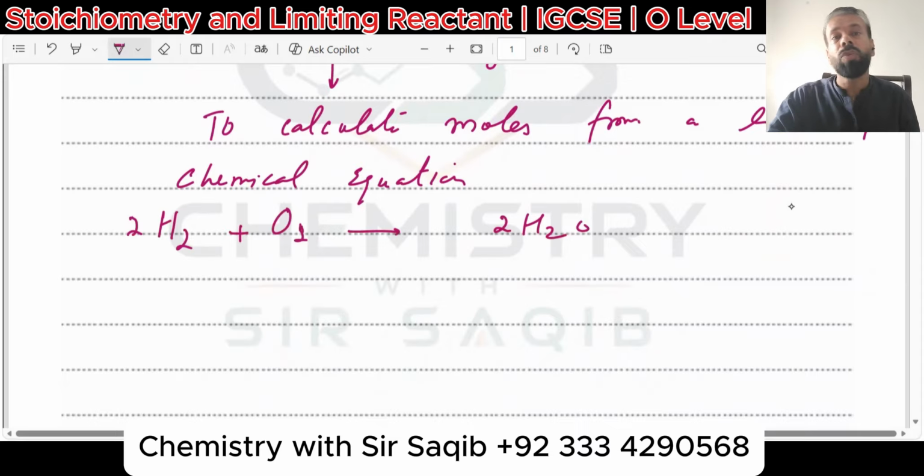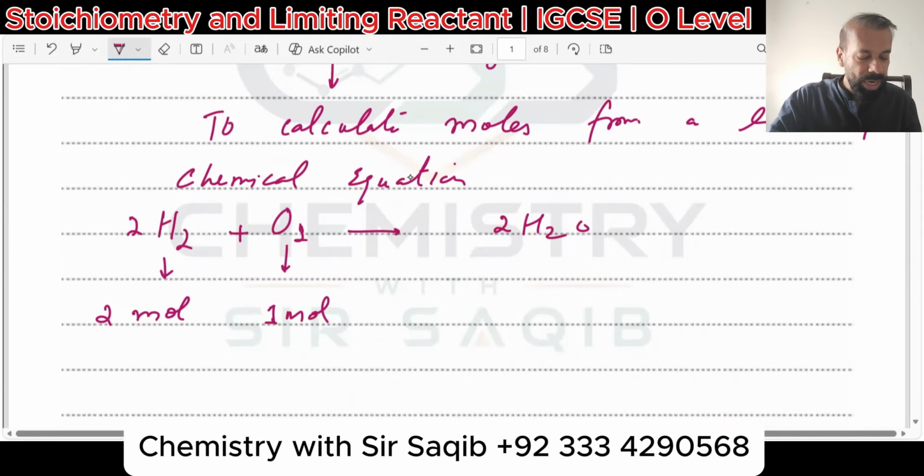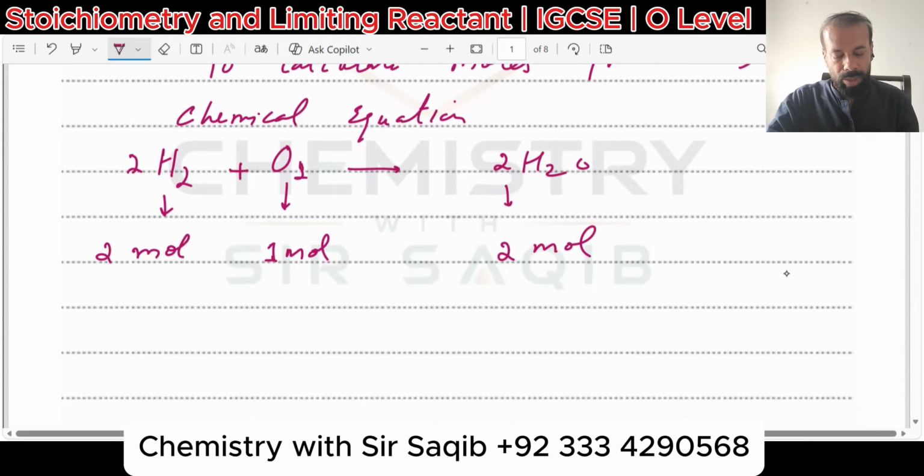What is meant by this equation? In this equation, you can say 2 mole hydrogen react with 1 mole oxygen and they are making 2 mole water. So the coefficient which is given in the equation, that number is representing the number of moles. Okay, got it?